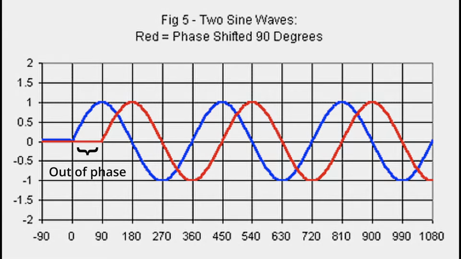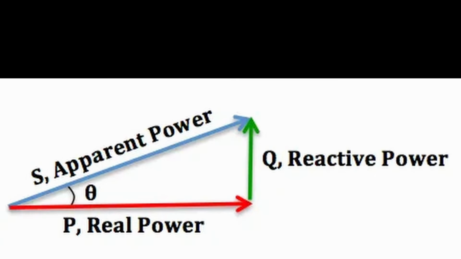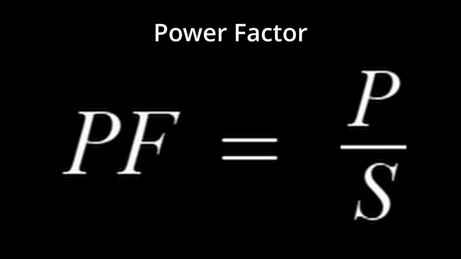We visualize this using the power triangle. This relationship is governed by the Pythagorean theorem. Apparent power squared is equal to real power squared plus reactive power squared. The power factor is mathematically defined as the ratio of real power to total apparent power.